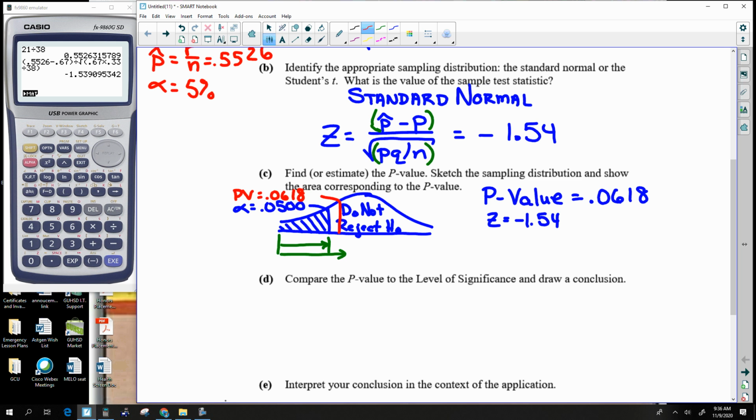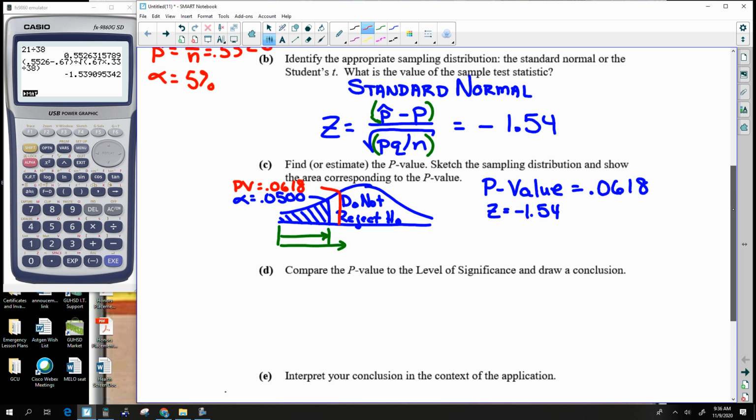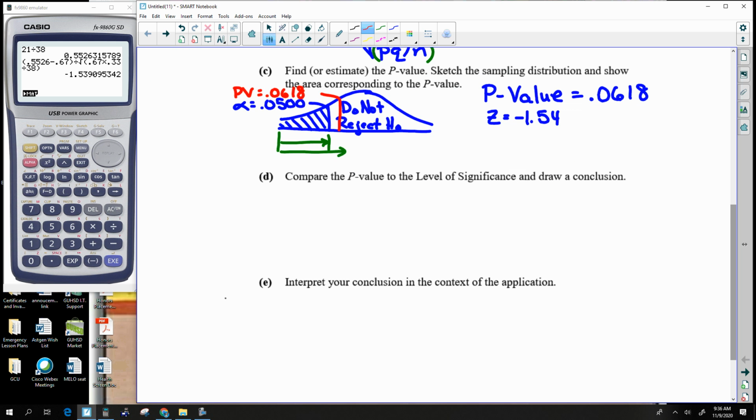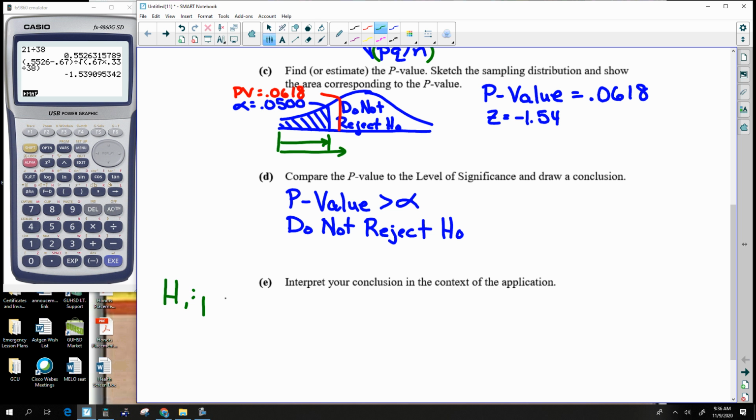Okay, so that makes it all the way to the do not reject H naught zone. So that's what I'm going to say right here. I notice that my p-value is larger than my alpha. That means do not reject H naught. That means we do not have enough evidence to say H1. H1 is saying P is less than 67%. That's what H1 says.